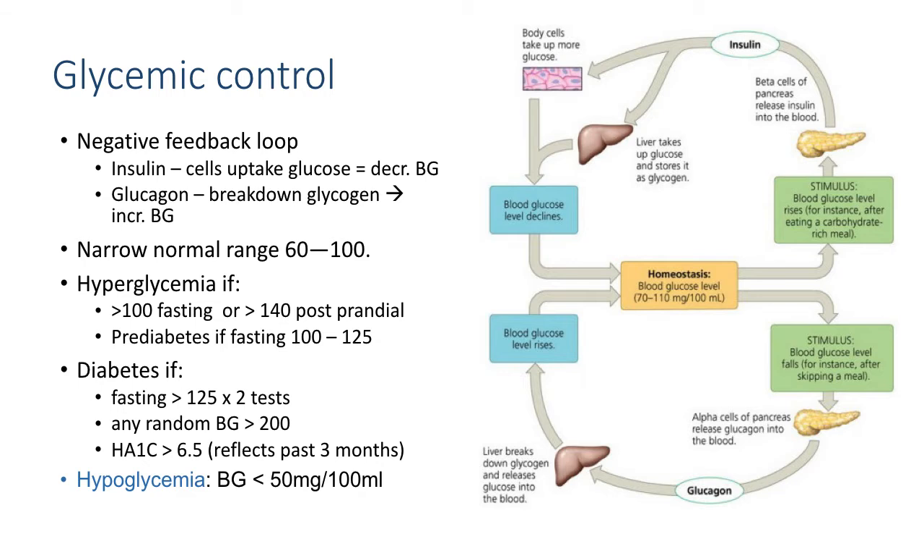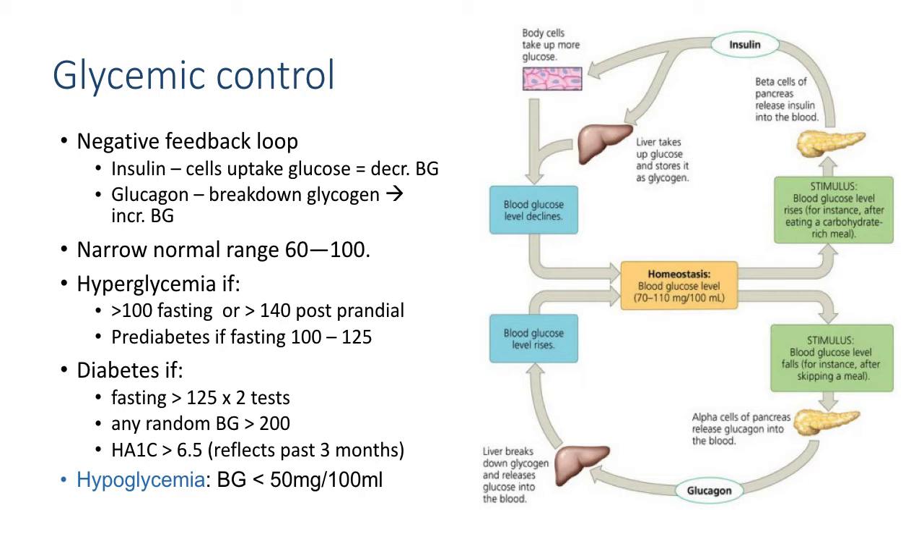So glycemic control is a classic example of a negative feedback loop. Insulin tells our cells that it needs to uptake glucose. That's really what insulin does, it says, take the sugar out of the blood, move it into the cell, and use it. When it does that, it is decreasing the level of blood glucose. We're increasing the level of intracellular glucose, and we're decreasing the level of extracellular glucose.